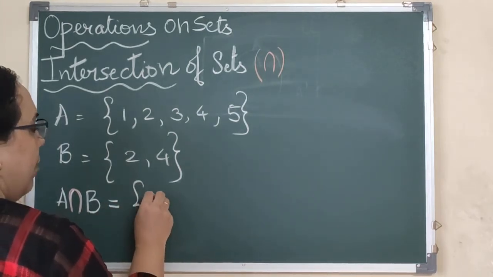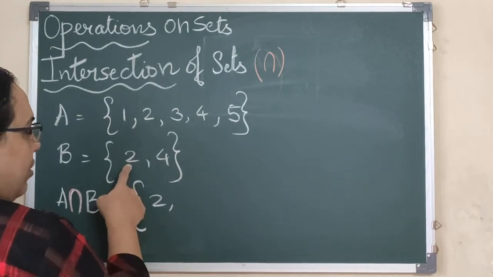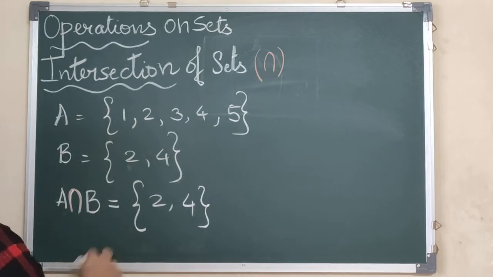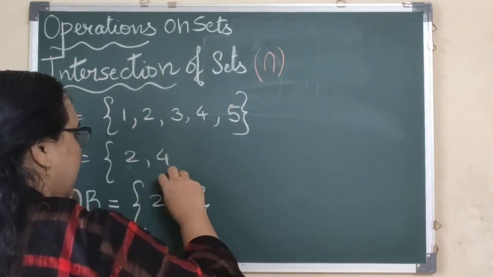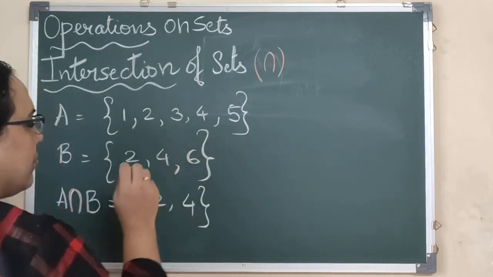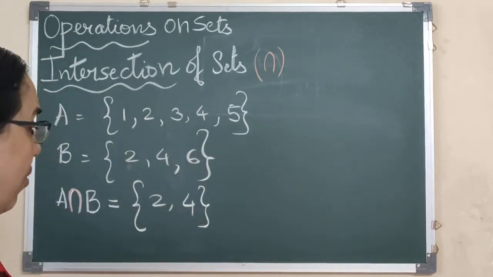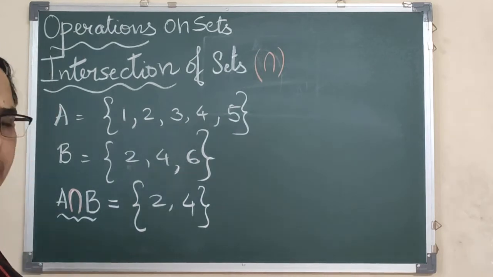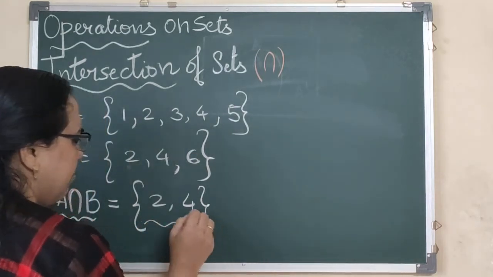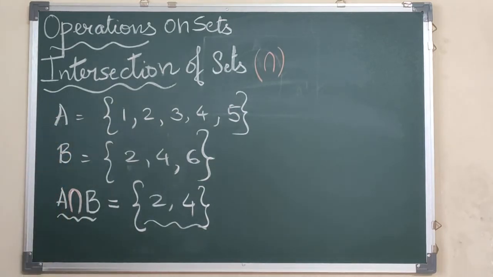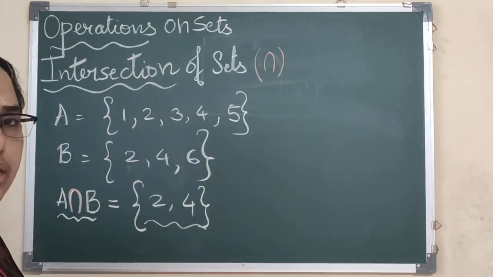I hope you can make out. 2 is there in A as well as in B. 4 is also there in A as well as in B. I make little changes here. Now, what have you found? A intersection B is the common elements in both. Now, my question to you is, is this comparatively a smaller set than A and B? Agreed or not?